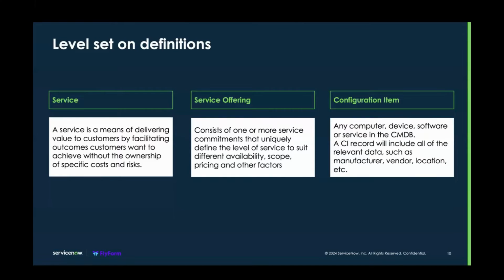And the CI is the Lego block right at the bottom of that, right? So the CI is the computers, the devices, the software, all of those items, both logical and physical, that sit inside your CMDB and normally form the foundation of those service offerings and services. So it's a good way to look at it, from service on the left being the biggest scope all the way down to those individual configuration items on the right-hand side.